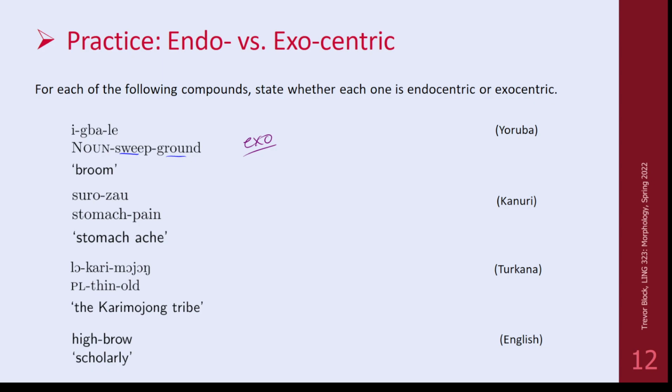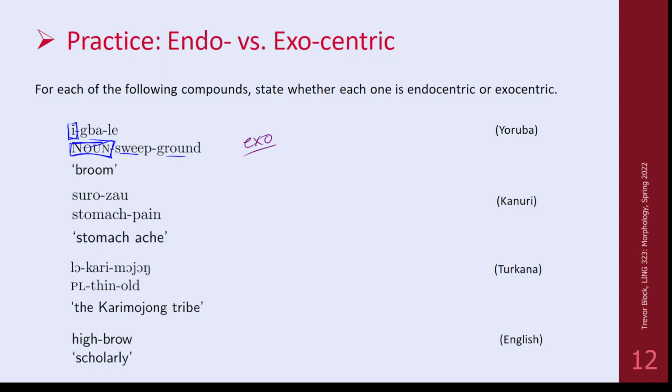So brooms can sweep, brooms work on the ground, but there's nothing there that signals that it is a broom. It's not like a stick. It's not like a sweeper. We have this inflection that turns it into a noun after, or this derivation that turns it into a noun after, depending on what the language does. But that is like after the compounding happens.